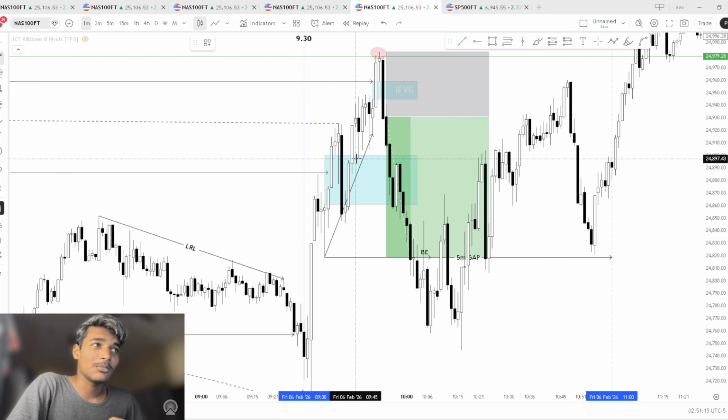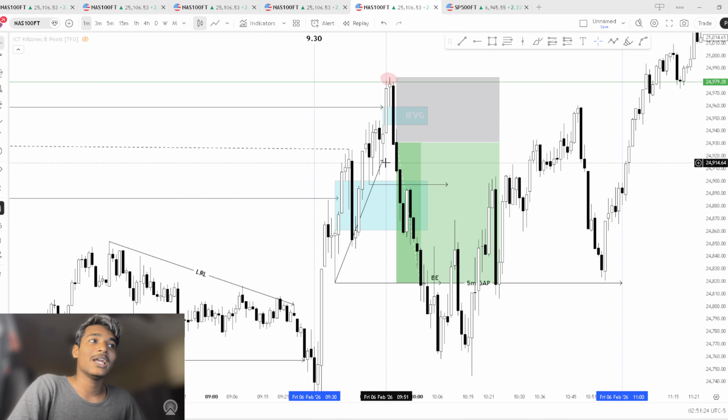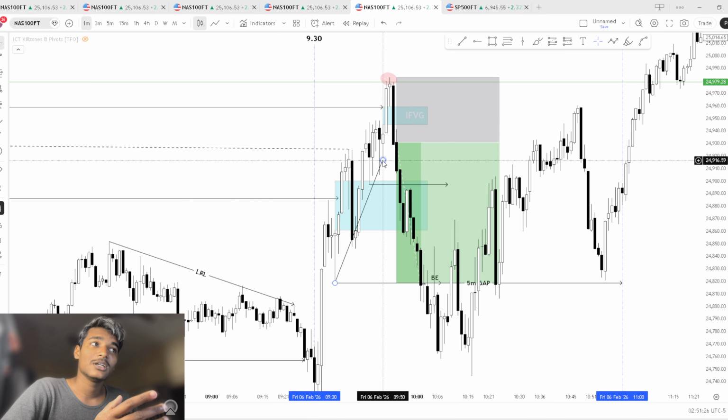So for me it is around this area because we have this swing low inside this value gap. So it is a nice break even point for me. Why did I not use this break even point? Because this point is not inside of anything.